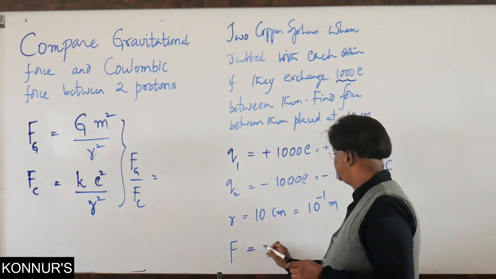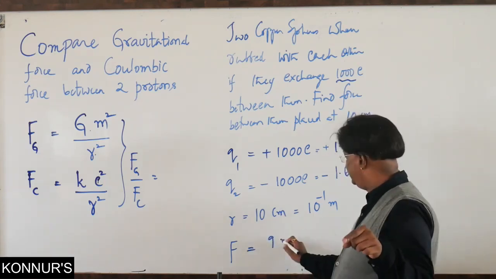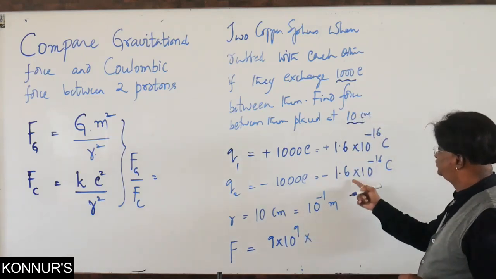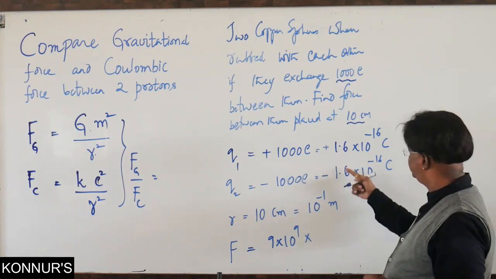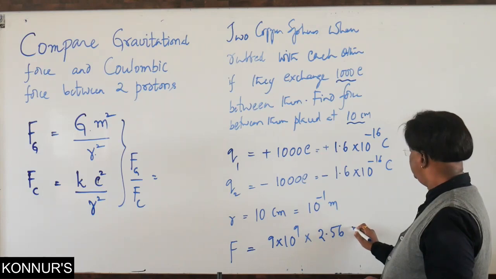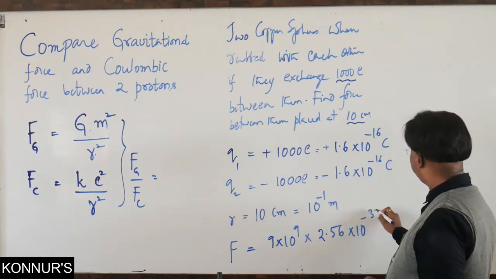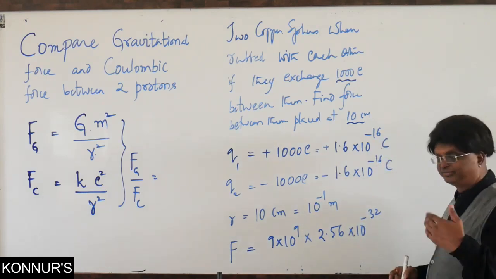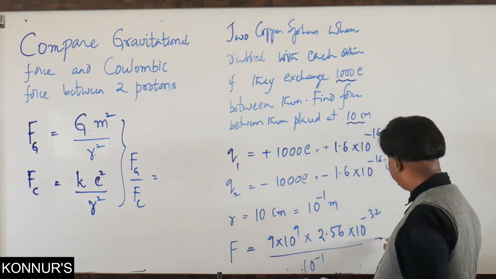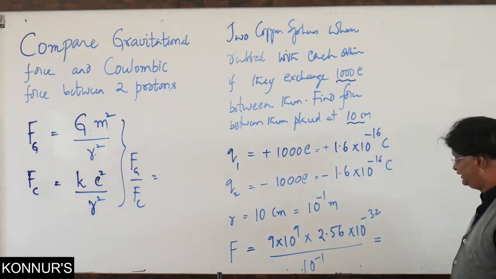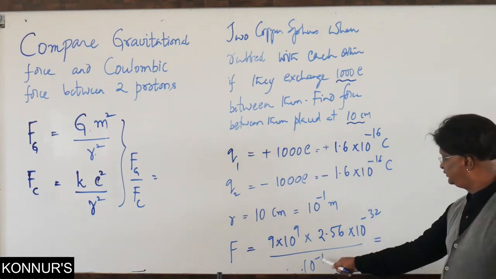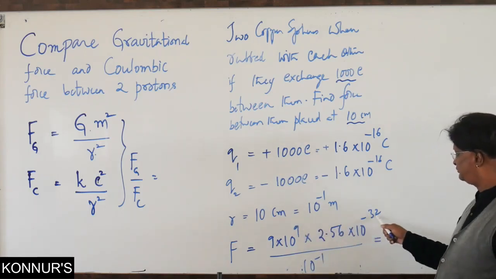K value is 1 by 4 pi epsilon naught, 9 into 10 raised 9 times charge Q1 Q2 multiplied. So this becomes 1.6 squared, it becomes 2.56 into 10 raised minus 32, because it is minus 16 squared upon 10 raised minus 1. This is all the number that you get. So the final numbers will be 2.56 into 9. Look at the orders. This is minus 1 becomes a 10 and this is minus 32.